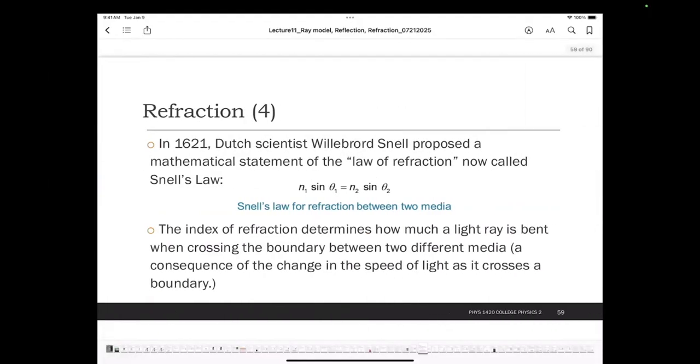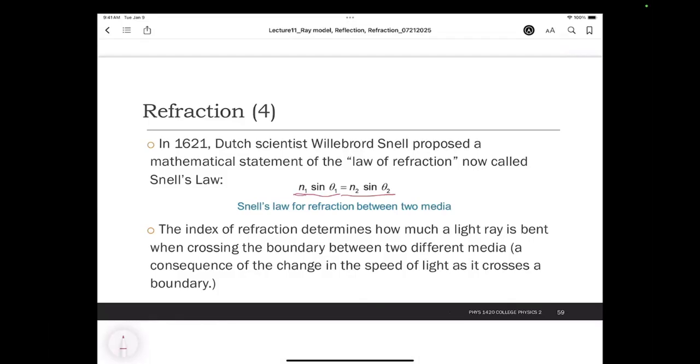In 1621, Dutch scientist Willebrord Snell proposed a mathematical statement of the law of refraction, now called Snell's law: n1 sin theta 1 equals n2 sin theta 2. This is Snell's law for refraction between two media.